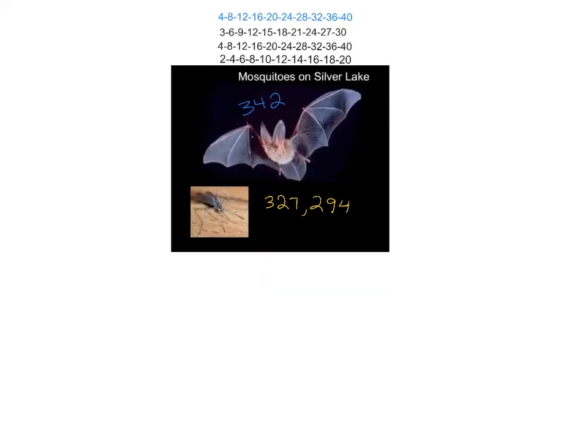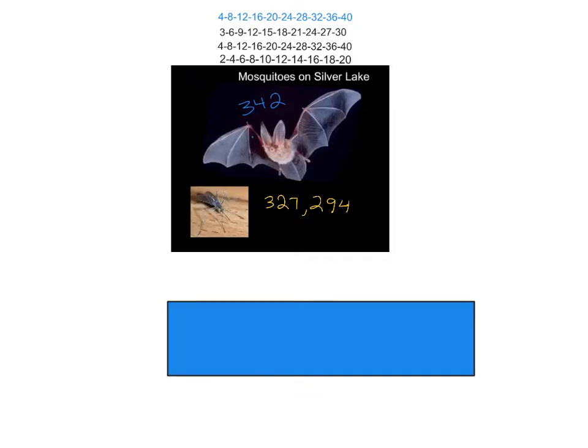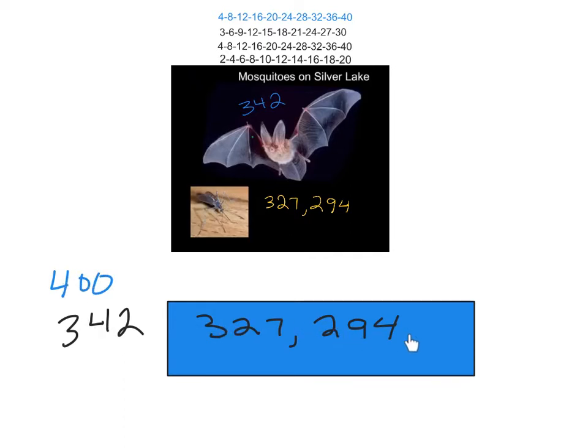We'll make our first area box. I'm going to do that right here. And then I'm going to put the 327,294 right inside the box. The 342 goes on the outside of the box. Now, I am going to be rounding up to 400, so I'm going to use 400 as my estimation whenever I need to figure out how many times this number can go inside this number. All right? So let's go ahead and get started.